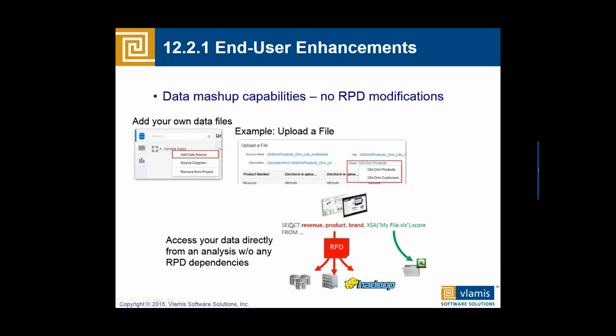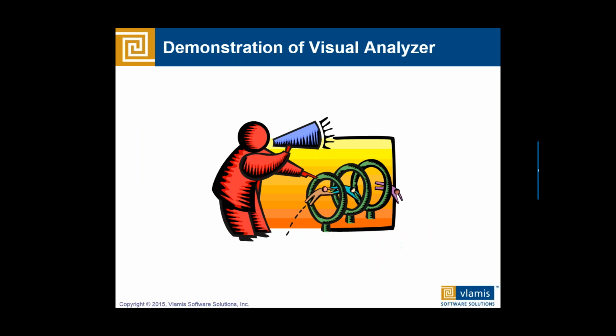And I wanted even to show, as part of this, one of the things you can do is select from that, and there is an XSA type of function that allows you to refer to your own spreadsheets and the score column, in this case, of myfile.xls. All of that gets blended together. It then ends up being able to be viewed on your dashboard. So you can access the data directly from an analysis without any RPD dependencies, without having to bring it into the whole RPD structure. That's part of the whole Visual Analyzer interface.